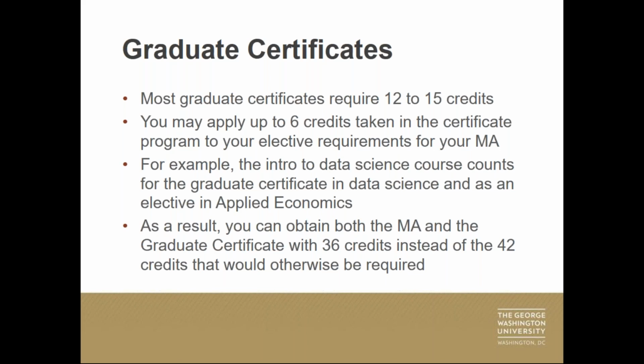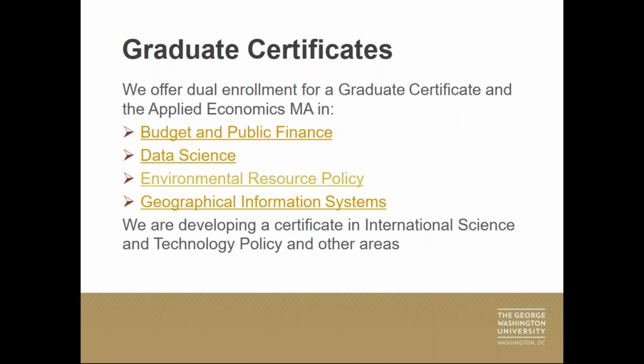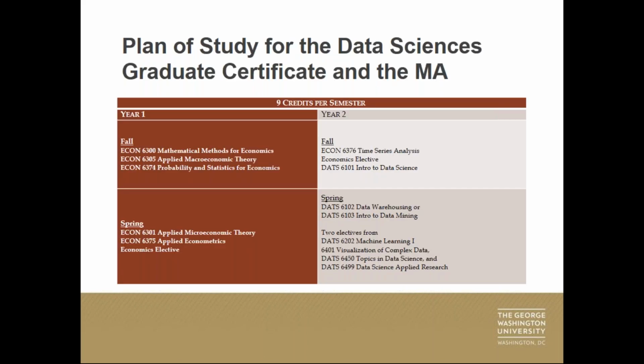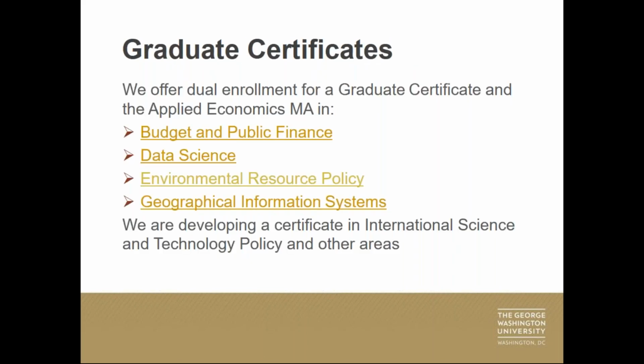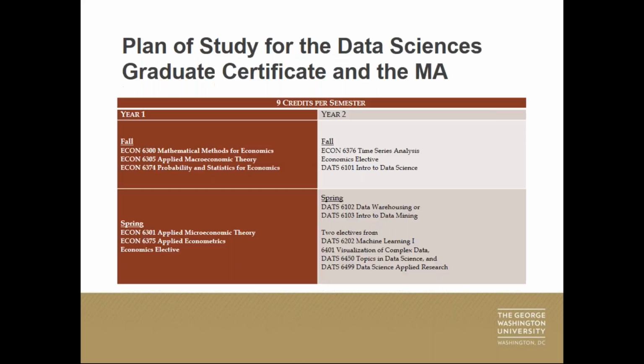So you can get both the MA and the graduate certificate with 36 credits instead of the 42 credits that would otherwise be required. So you get 2 degrees, the MA and the certificate, for the price of 1.5. And that's a pretty good deal. And as an economist, I always like to save money. We right now have dual enrollment in these 4 broad areas: budget and public finance, data science, environmental resource policy, and geographical information systems. We're developing one in international science and technology policy and in other areas. And we also have a number of certificates that we're working on with the business school.